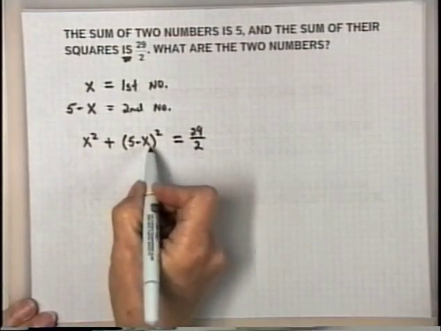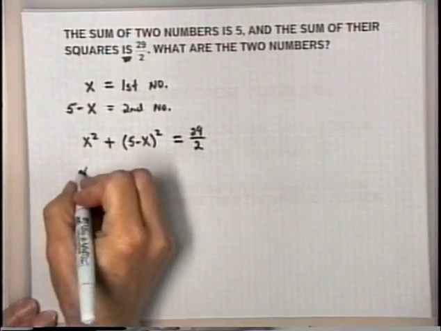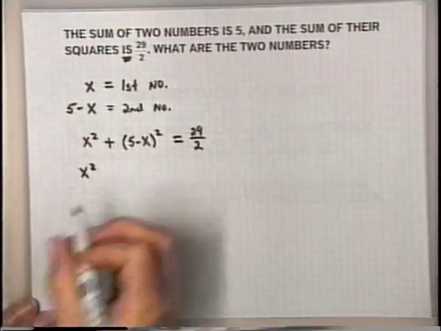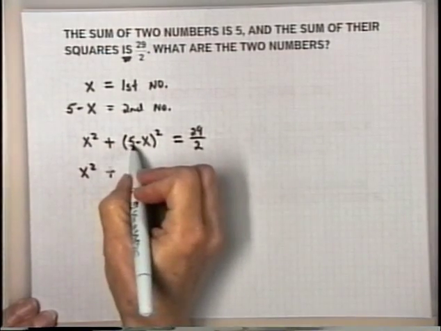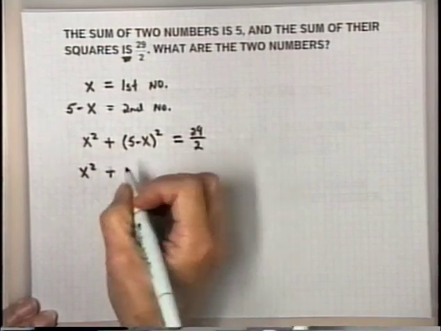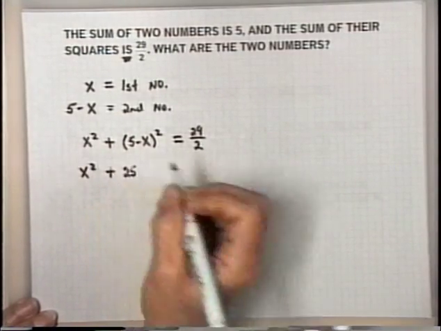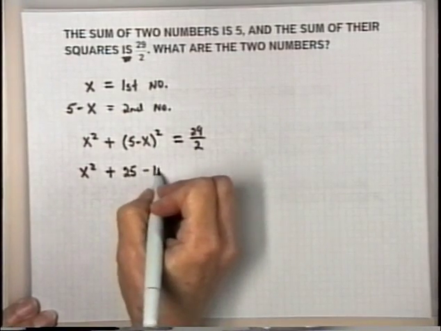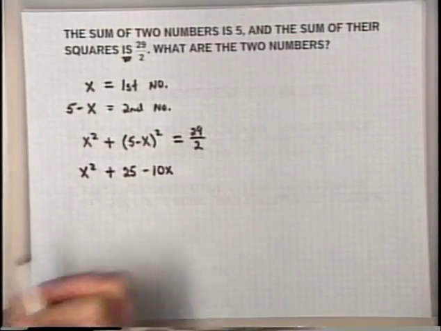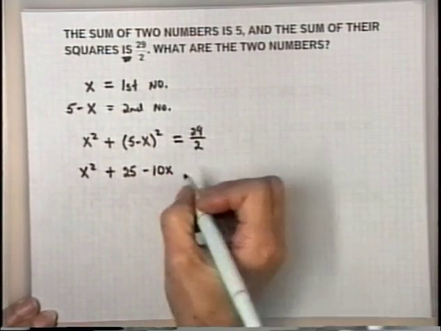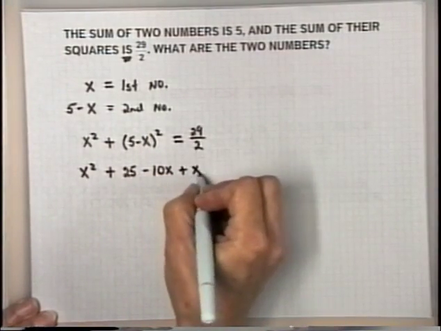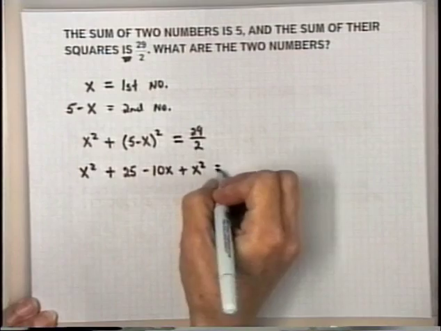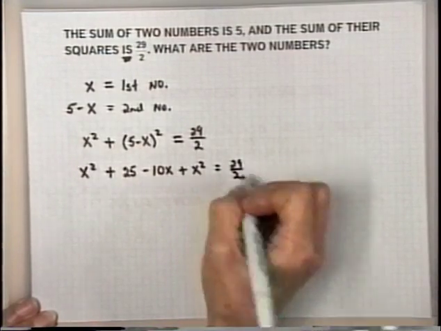That means we need to square this binomial. So let's bring down x squared from this term. Remember, in squaring a binomial, you will square the first term. 5 squared is 25. You multiply the first term times the second term. That gives you negative 5x. And then you double that answer. So we would have a negative 10x here. And then you square the second term. If you square negative x, you get a positive x squared equals 29 halves.